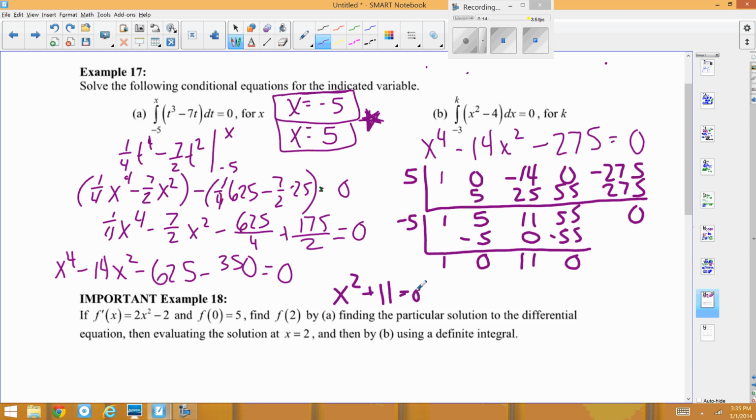Could that equal 0? Oh, it can't. So we did all this work basically for nothing. These are the only two answers. All right, and if you look at the graph, you kind of get that idea. And so I'd love for you to try part B.